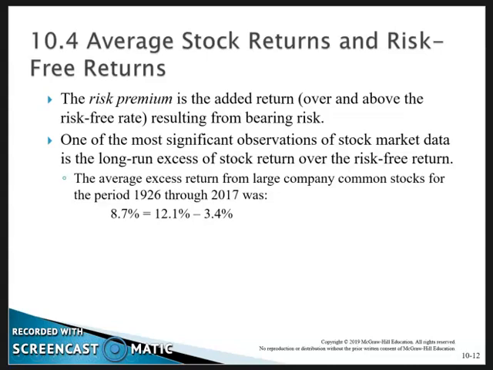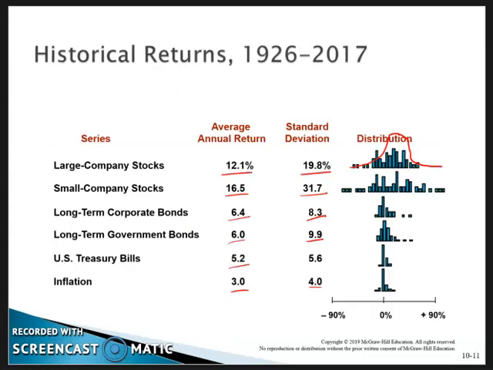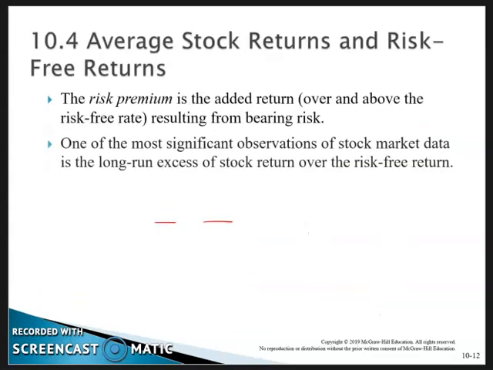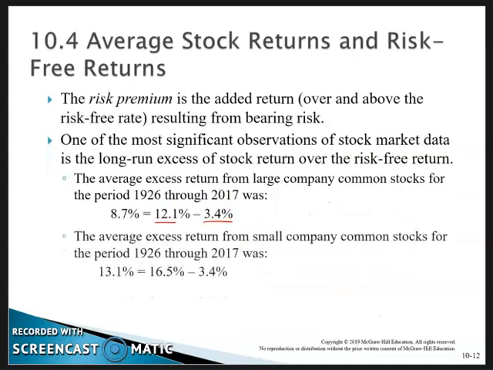The average return for large company common stocks for the period 1926 to 2017 was 8.7%. We'd also refer to that as the market risk premium. We take the expected return minus the risk-free rate. I don't know where they're getting the 3.4% because we have Treasury bills at 5.2%. But anyway, generally Treasury bills are used for the risk-free rate.